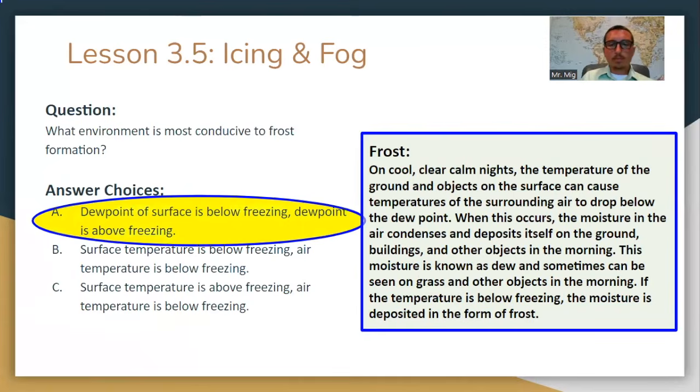So, frost on cool, clear, calm nights, the temperature of the ground and objects on the surface can cause temperatures of the surrounding area to drop below the dew point. Remember, if it drops below the dew point, you're going to get fog. When this occurs, the moisture in the air condenses and deposits itself on the ground, buildings, and other objects in the morning. This moisture is known as dew and sometimes can be seen on grass and other objects in the morning. If the temperature is below freezing, the moisture is deposited in the form of frost.